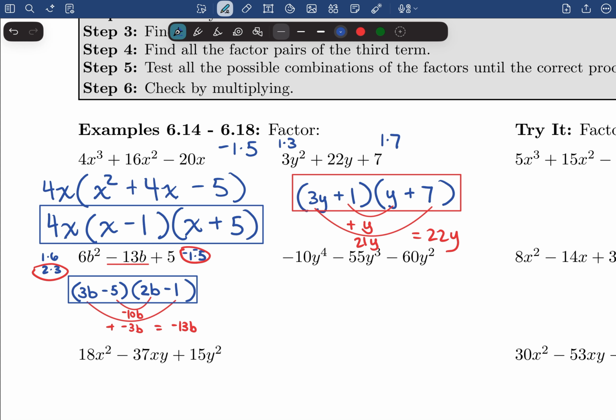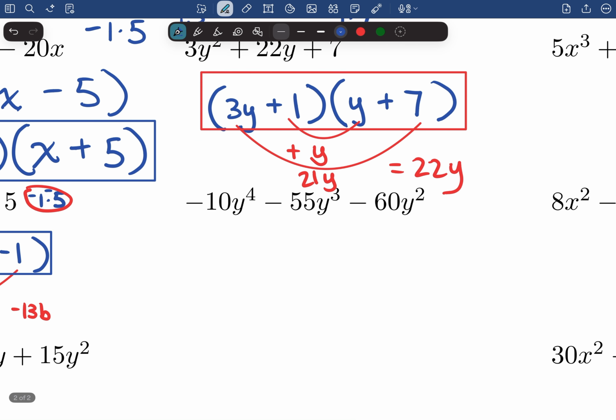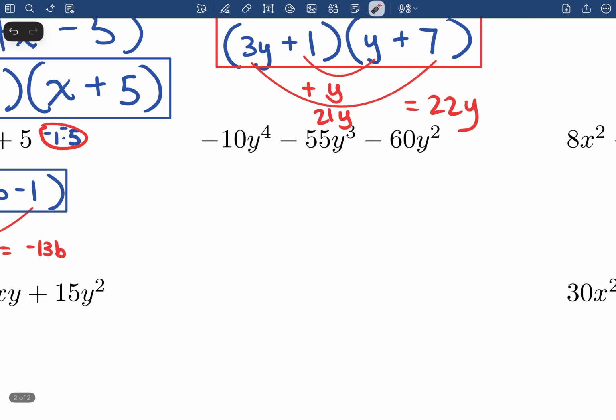Great, we've done it. Let's move forward and let's look at this next trinomial to factor. This next trinomial is negative 10y to the fourth minus 55y cubed minus 60y squared. And I look, are the degrees in descending order, right? Y to the fourth, y cubed, y squared. Yes, they're in descending order from 4 to 3 to 2.